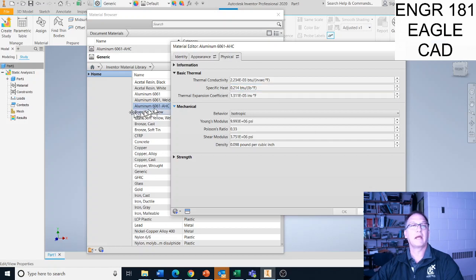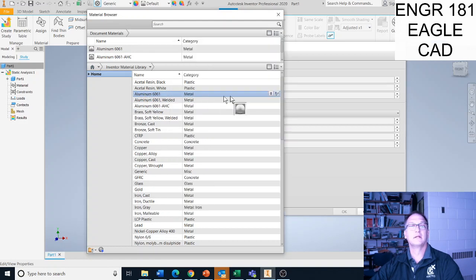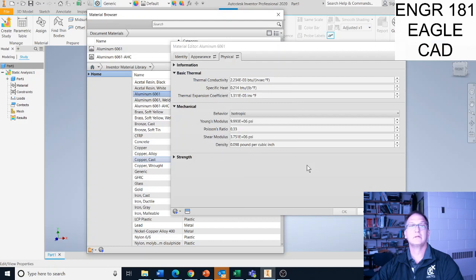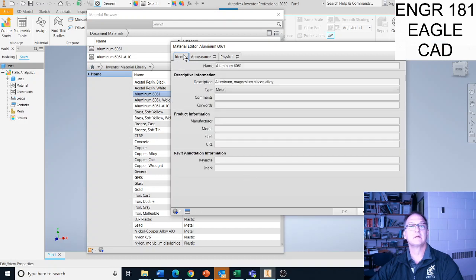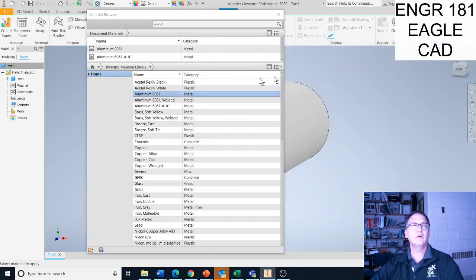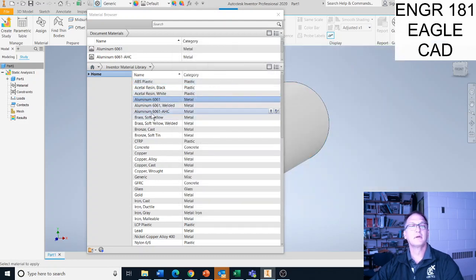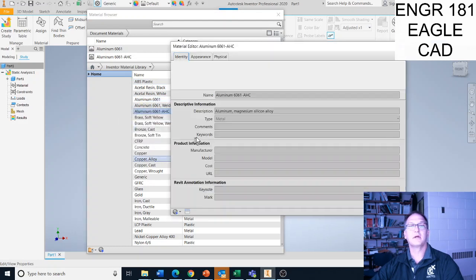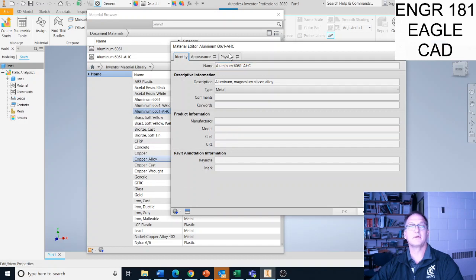I want to look at 6061. Now, this should be a different material. Physical property, they've got the same Young's modulus. Is it the same material? No, it's a different material. Or it's got a different name. What are they doing after AHC, after heat treat? After heat, I don't know what they're doing at AHC.